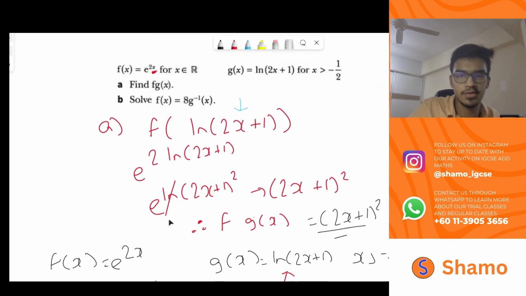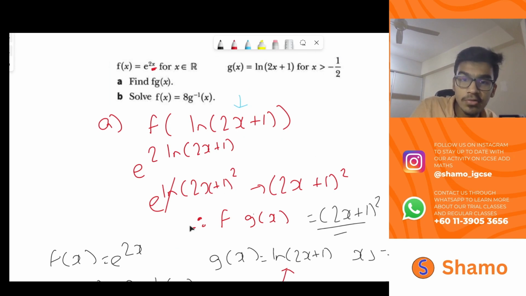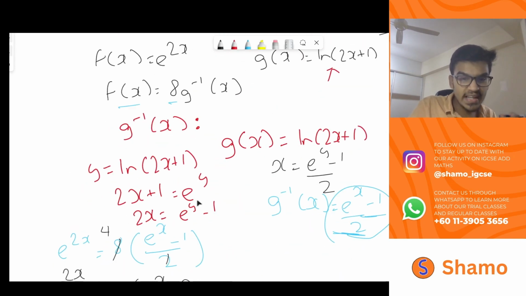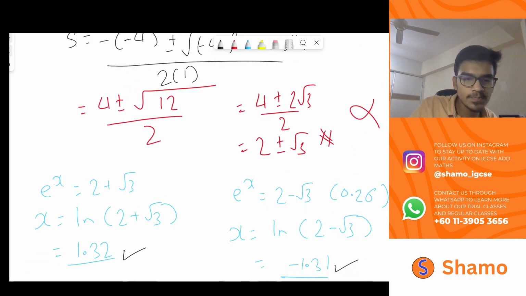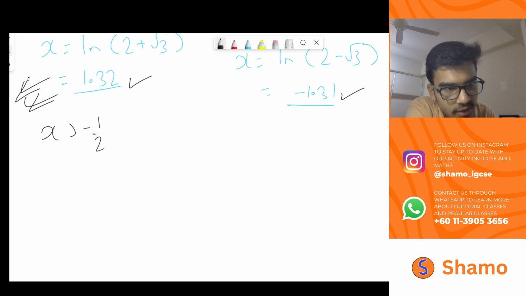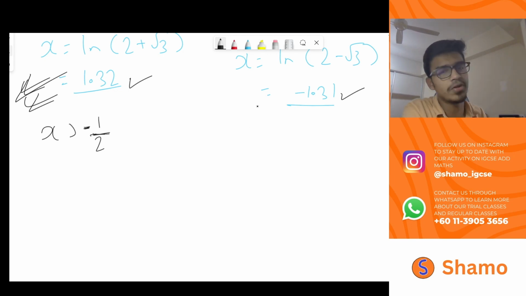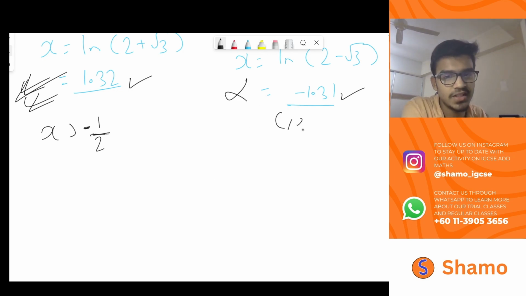X has to be greater than negative 1 over 2. X is greater than negative 1 over 2, dude. Let's check our answer. So the domain is x is greater than negative 1 over 2. Okay, 1.32 is greater than negative 1 over 2. Correct. Okay, this is correct for sure. Negative 1.31. Are you saying negative 1.31 is greater than negative 1 over 2? No, right? So we reject this answer.